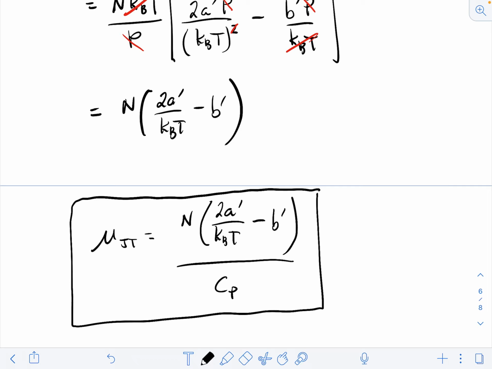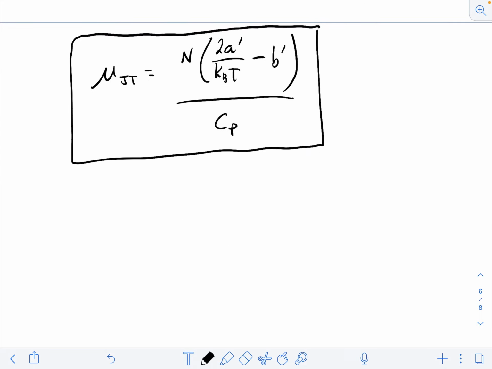What we said in the beginning was that if the Joule-Thomson coefficient is positive, we'll get cooling. If it's negative, we'll get heating. And we can see now where the difference in signs comes from. It comes from the relative size of the A prime and B prime coefficients. If A prime is really large, then we'll get a positive Joule-Thomson coefficient, depending, I guess, on the temperature. And then if B prime dominates, then we'll get a negative Joule-Thomson coefficient, and we'll get heating.